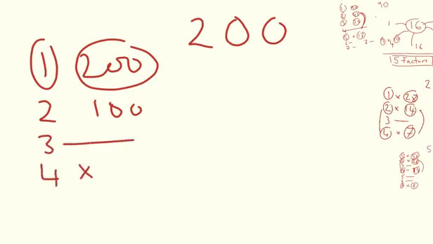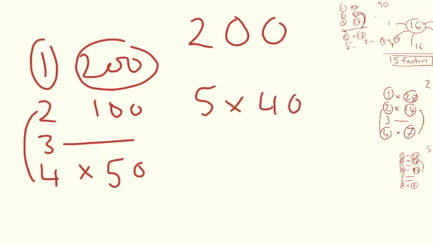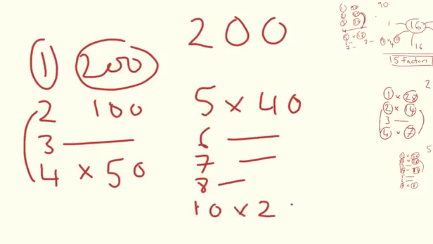4, now watch, 2 times 100 makes 200. So look, 2 times 2 makes 4. 100 divided by 2 is 50. Does 5 go in? Yes, it goes in 40 times. 6 doesn't. 7 doesn't. 8 doesn't. 9, but 10 does, and 10 goes in 20 times. And hey presto, you've got it.